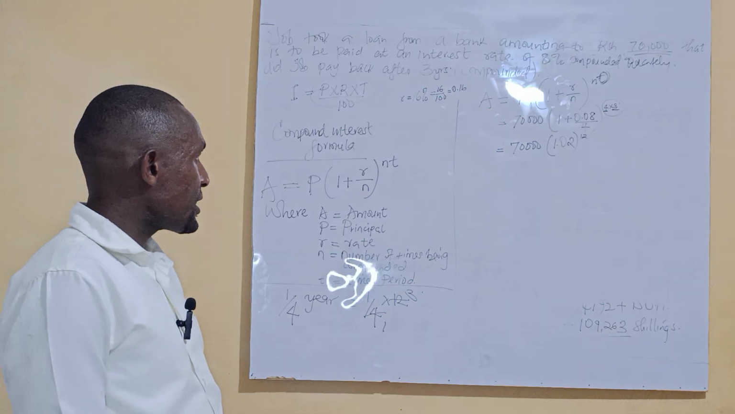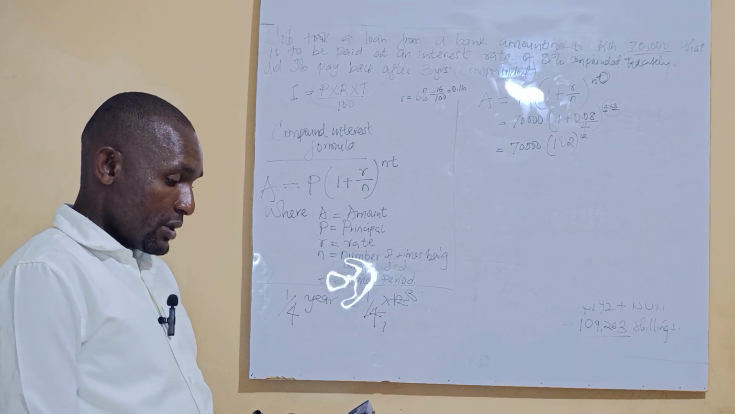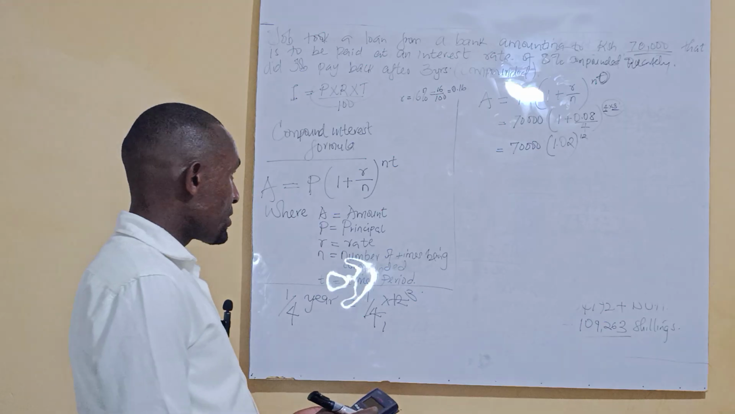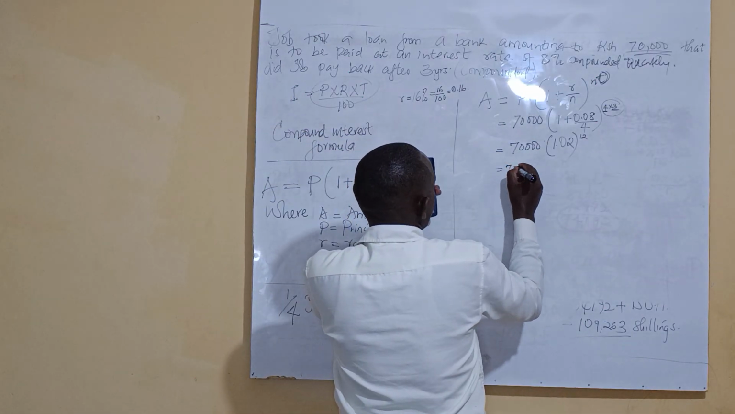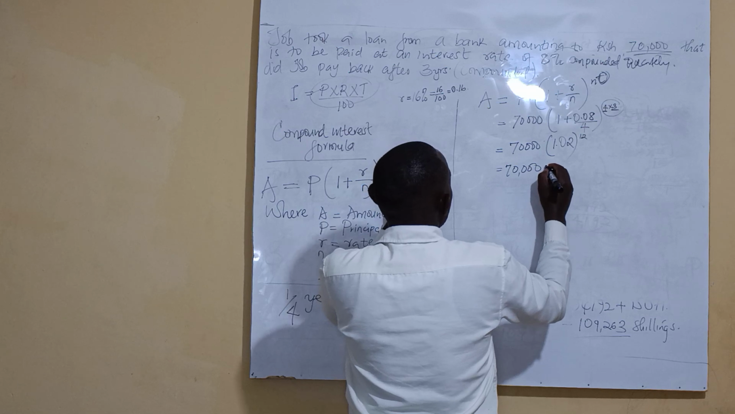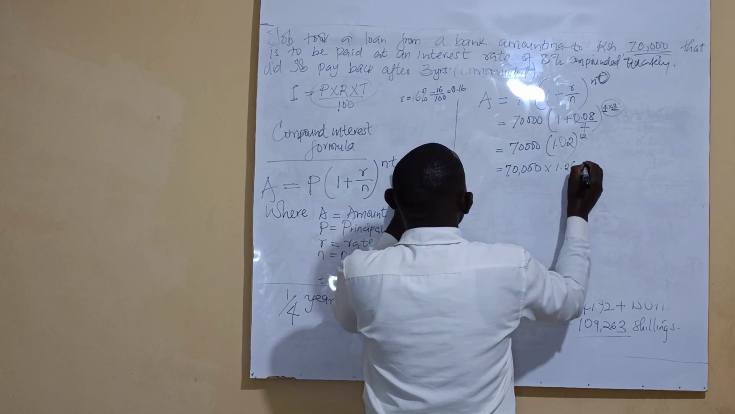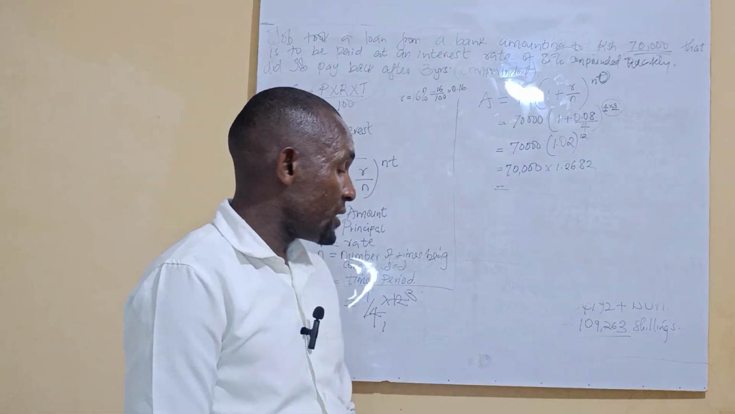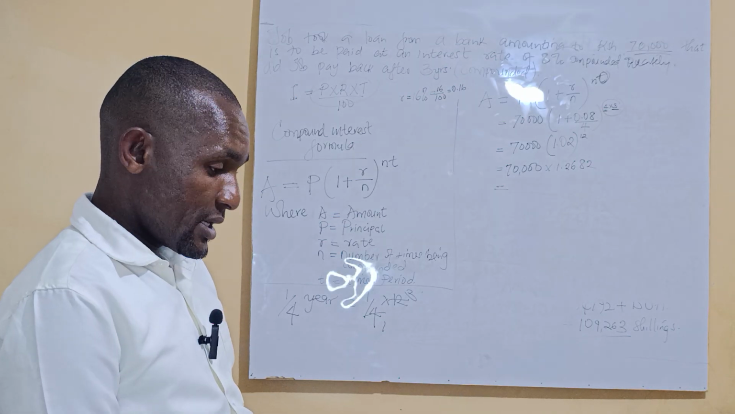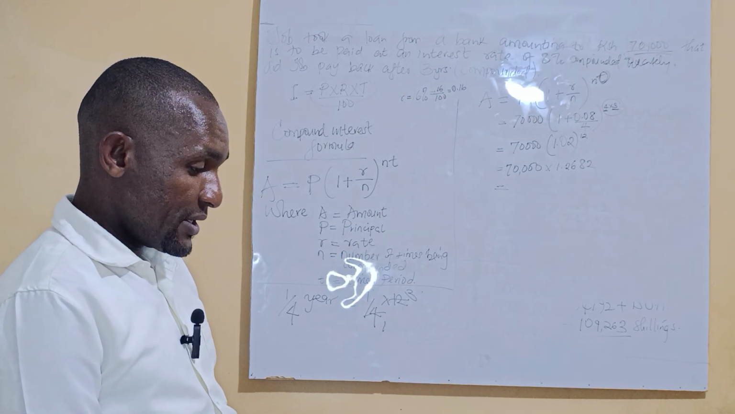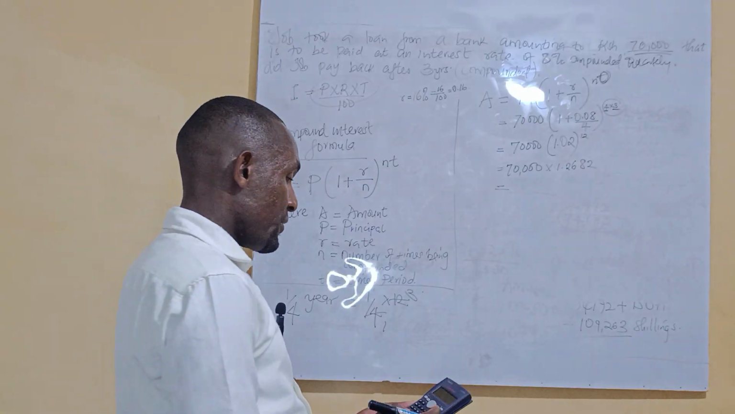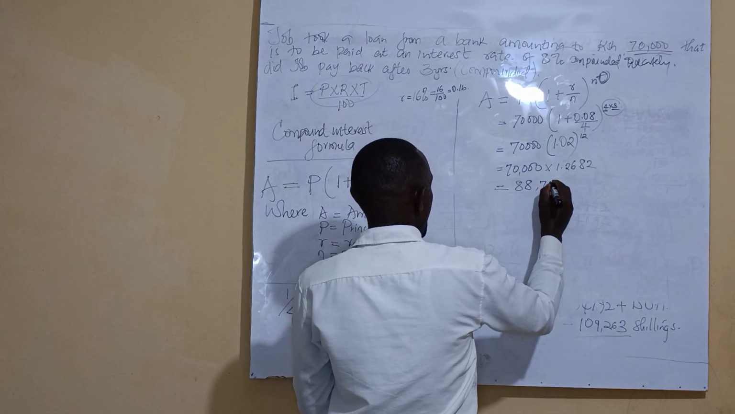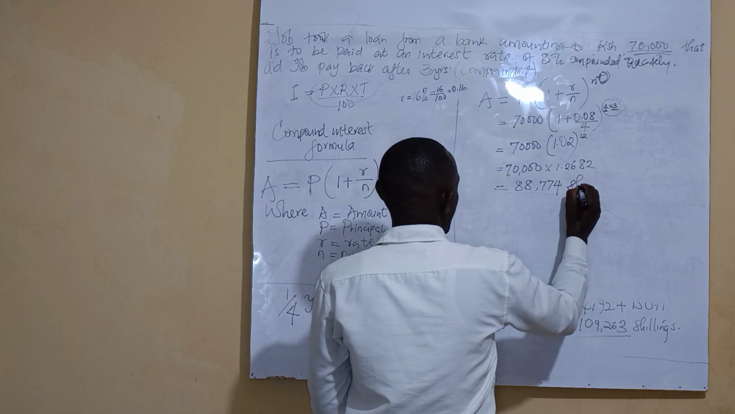So we calculate 1.02 power 12. This one is going to give me 1.2682. You multiply by 70,000. This one is going to give me 88,774 shillings.